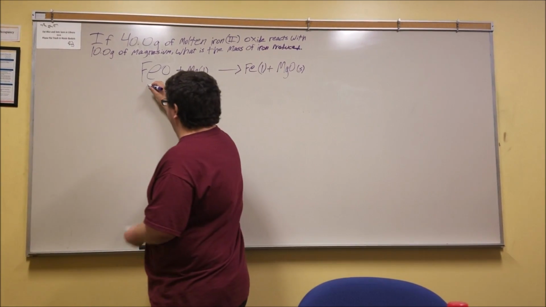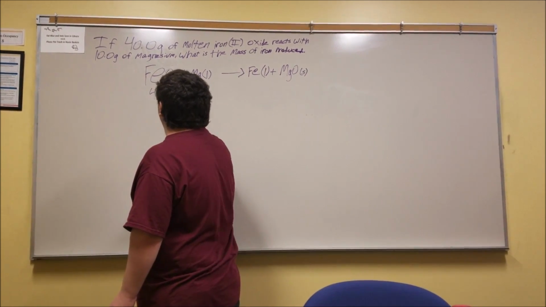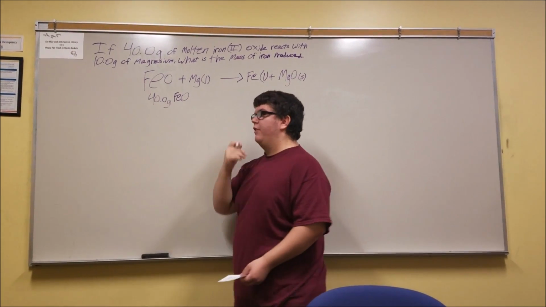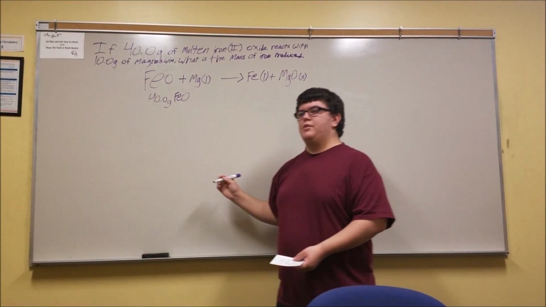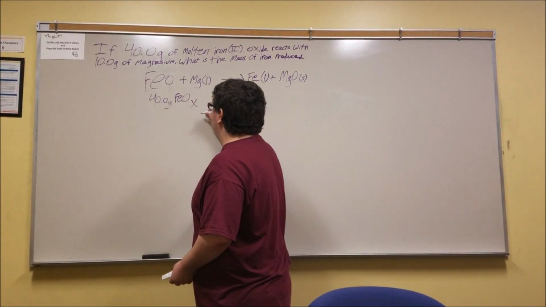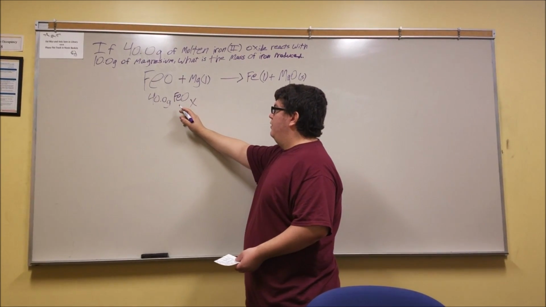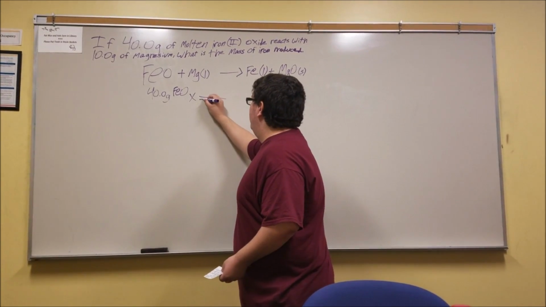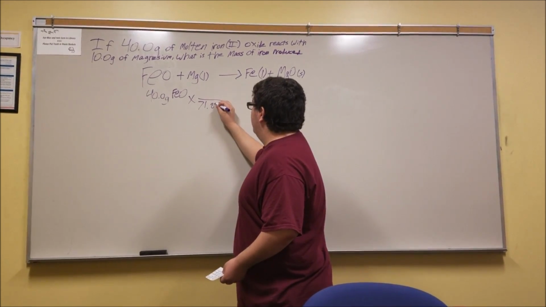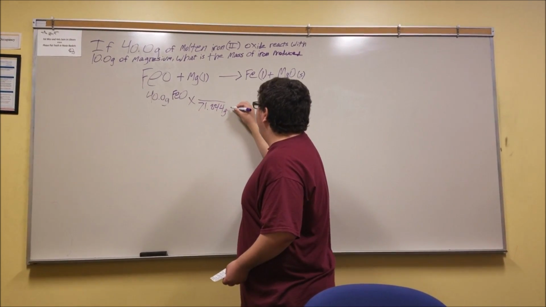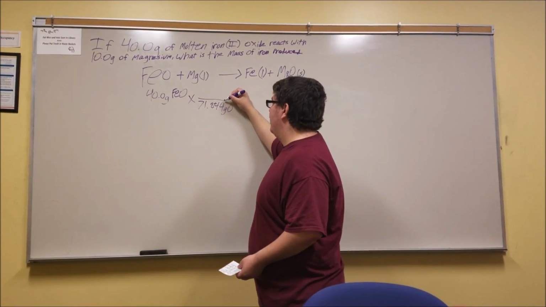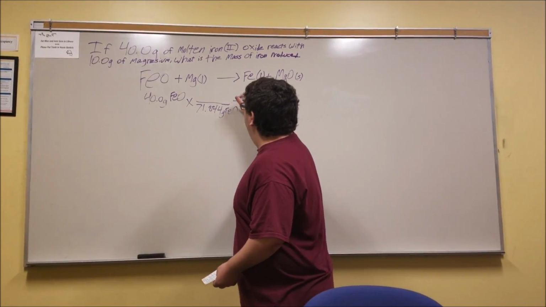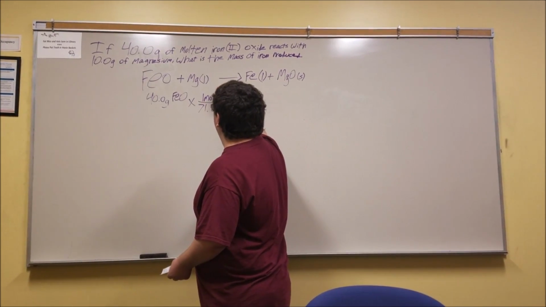And we have 40.0 grams of iron oxide, and eventually we want to get it in grams of iron. So we first have to find the molar mass of iron oxide, which is 71.844 grams of iron oxide, which you can find from adding the molar mass of both iron and oxygen together. And that's over 1 mole of iron oxide.